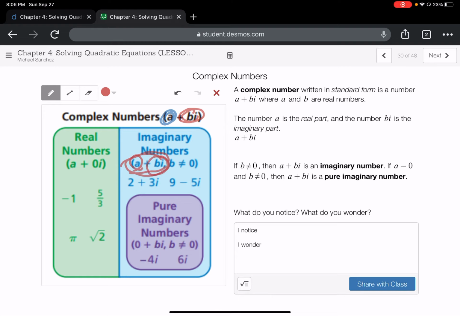If a is 0, so if there's no a, like this, where there's no a, all we have is the imaginary part. We call this a pure imaginary number. It doesn't have a real part to it.